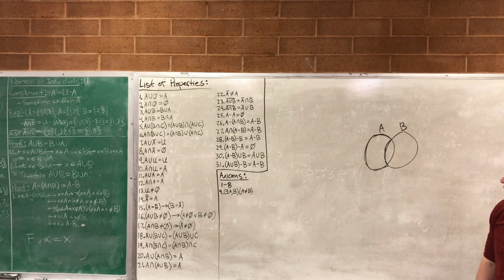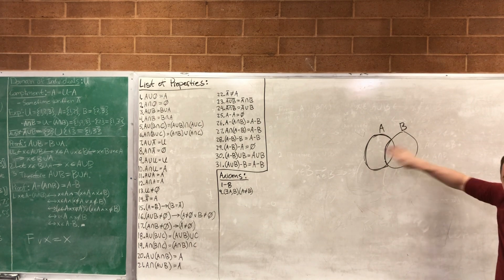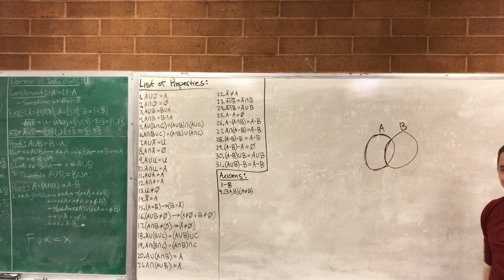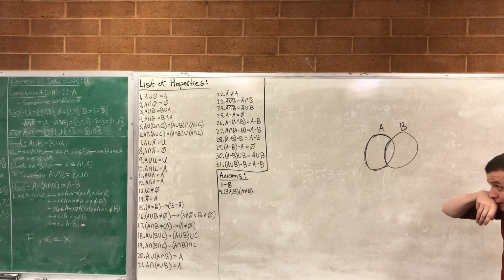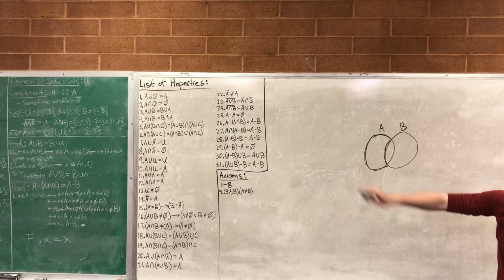Makes sense. Okay. 28. So if you take A, get rid of everything in B, and then get rid of everything in B again, you're left with the stuff over here. Wow, crazy. It's like taking a bite out of air. Okay, so all those make sense? They might seem weird, but pretty intuitive.